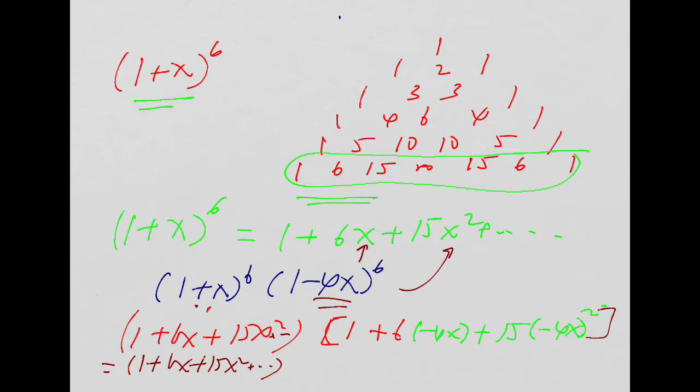Expand it. It becomes 1 minus 24x. And then 15 times 4 times 4 is 60. 60 times 4 is 240 x squared, and so on. Okay? So then you do rainbow. Alright, how to do rainbow?